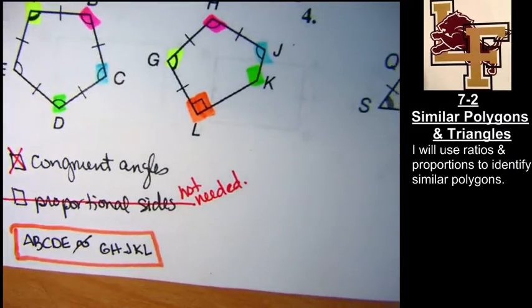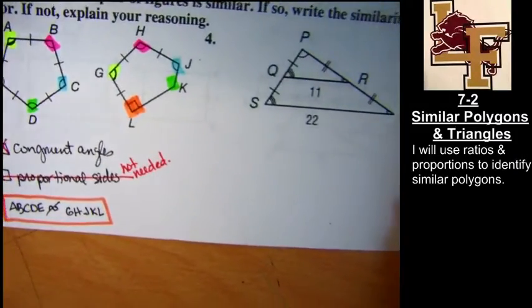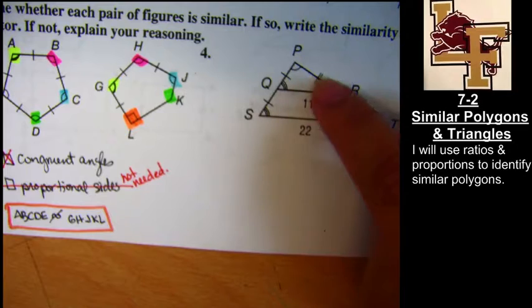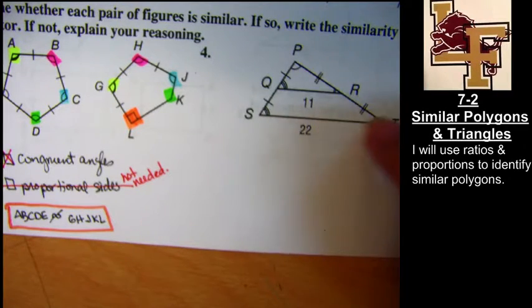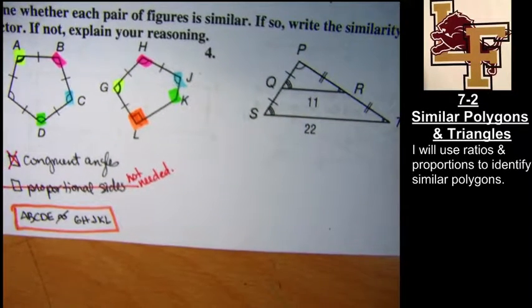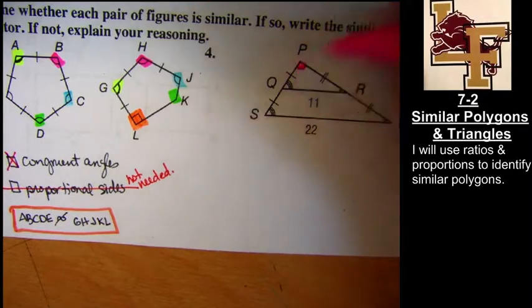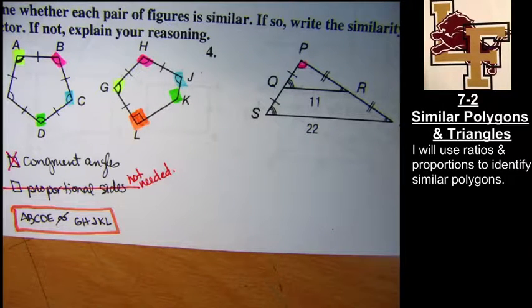Let's look at number 4. Same idea. We've got two shapes. Now we have triangle PQR and triangle QST. Triangle or point P, we're going to look at that angle. Well, it's congruent to itself, right? We get that one for free.